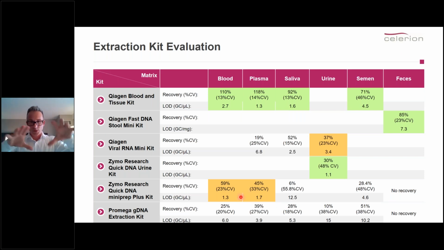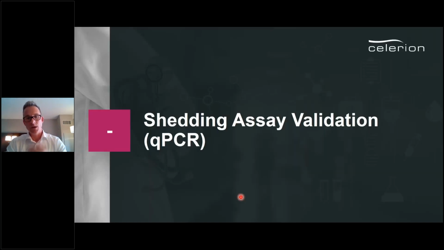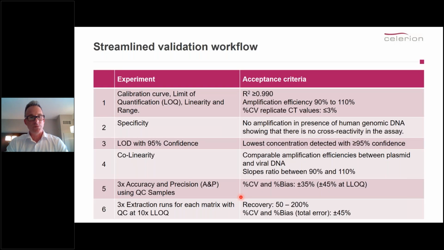But until you've actually processed them all against each other and tested them, it's very difficult to choose. And the kit inserts really have to be tested experimentally to allow you to get to the truth of your limit of detection. Once you've established that, you can go into the assay validation.